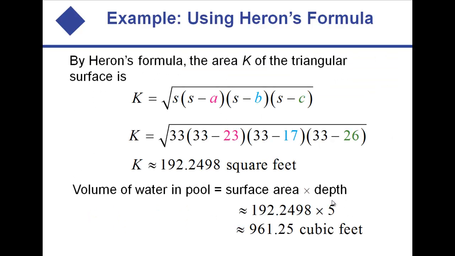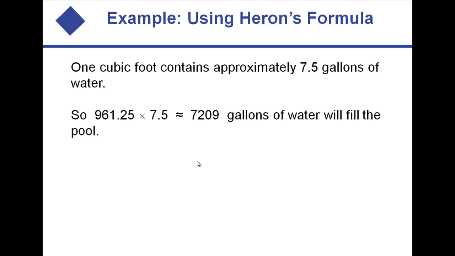Next, plug it in to find K. There's the square feet, right? So that's the surface area. Like if we had to create a pool cover, we would need that many square feet of material to make the pool cover. And then multiplying that by 5 gives us that third dimension, gives us volume, and it's 961 cubic feet. Now that we have cubic feet, the last thing we have to do is convert that into gallons. We know that 1 cubic foot contains approximately 7.5 gallons of water, so we multiply our answer by 7.5, and we get a little over 7,200 gallons of water to fill the pool.